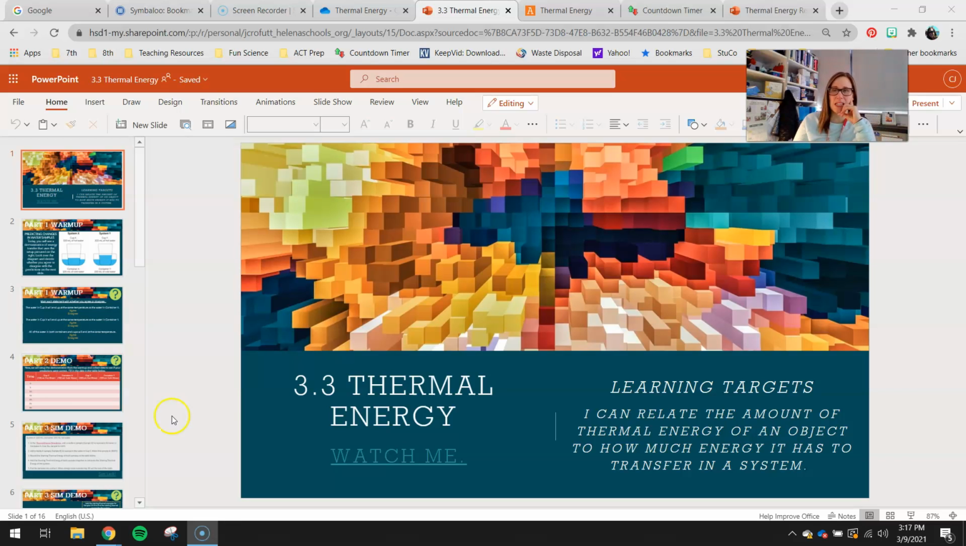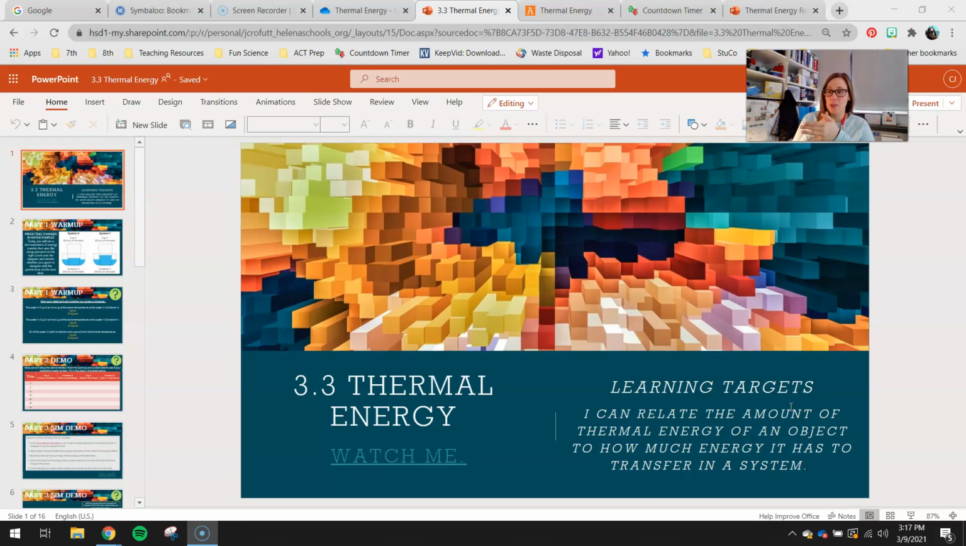All right, so when you guys came in today, you should have opened up 3.3 and read the learning target: I can relate the amount of thermal energy of an object to how much energy it has to transfer in a system. So yesterday we introduced this new concept of thermal energy. Thermal energy is the total amount of kinetic energy in the system. So if I give you a little picture with 9 molecules in it, and each molecule has a number telling you how much kinetic energy it had, to find the thermal energy, or the total kinetic energy, you would add them all up.